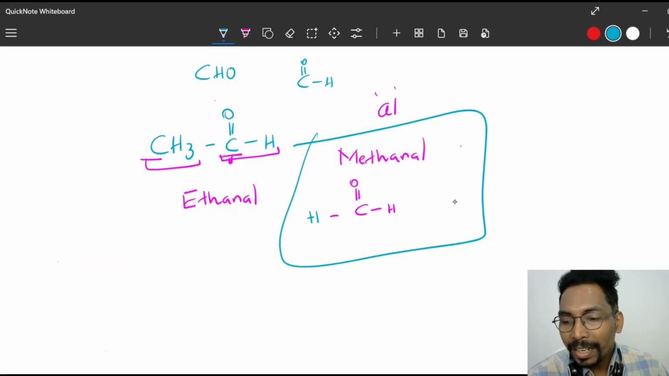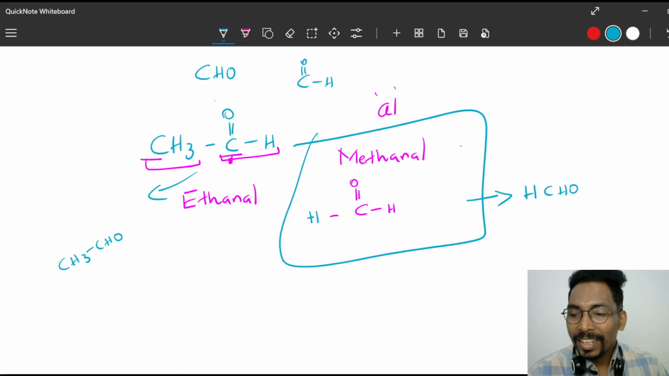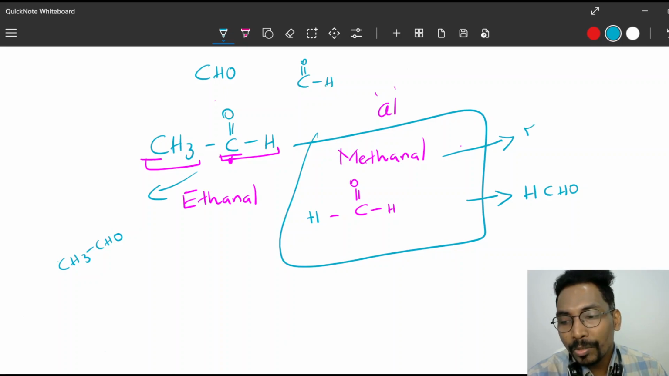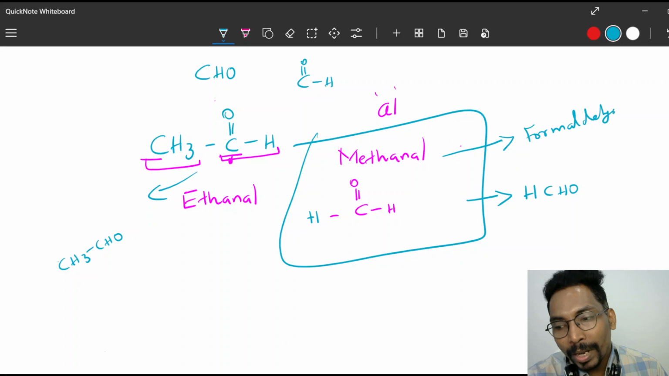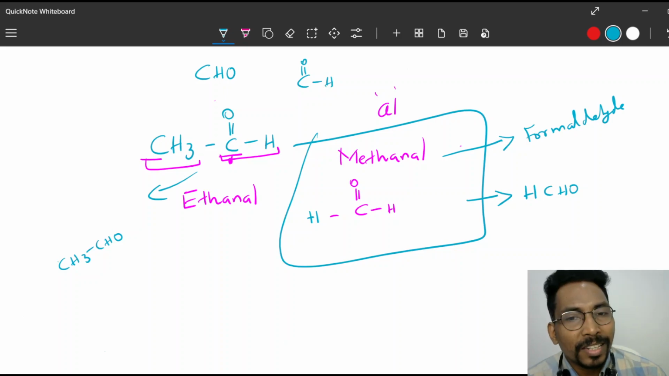Very important. And you can write it like this: HCHO, and this you can write like CH3CHO. Okay. So methanal, the common name, which is also very important, is formaldehyde. I think all of you have heard about formaldehyde, formic acid and all, which is used for disinfection, preservation purposes and all.